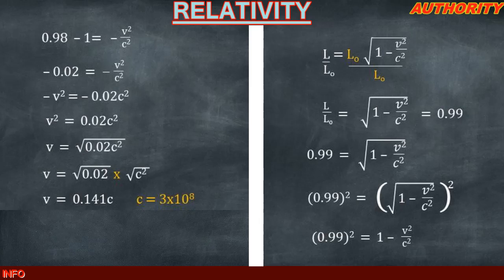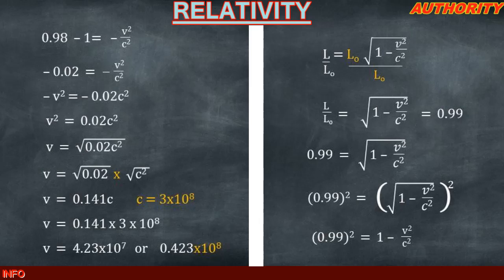Okay, good. Now, if we are to substitute the value for this speed of light, that means we're going to say v is equal to 0.141 times 3 times 10 raised to power 8, which is the same as 300 million. So when we multiply this, it's going to give us v is equal to 4.23 times 10 raised to power 7, or 0.423 times 10 raised to power 8. These two are still the same thing.